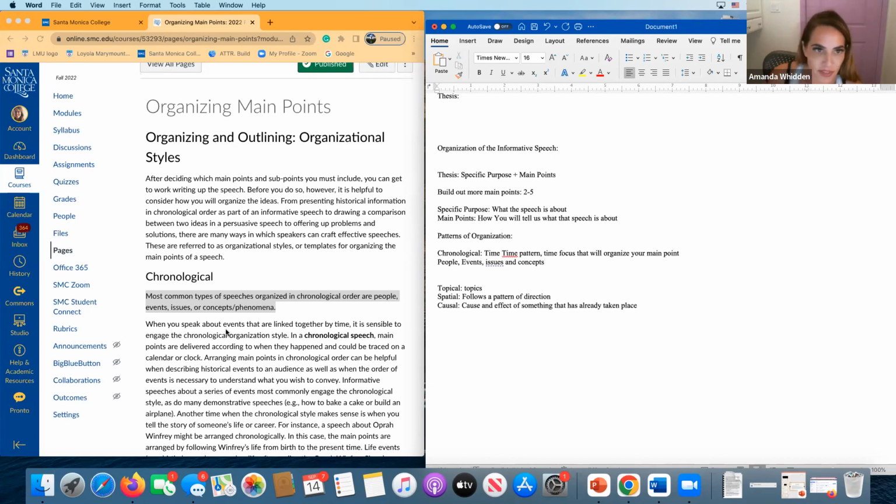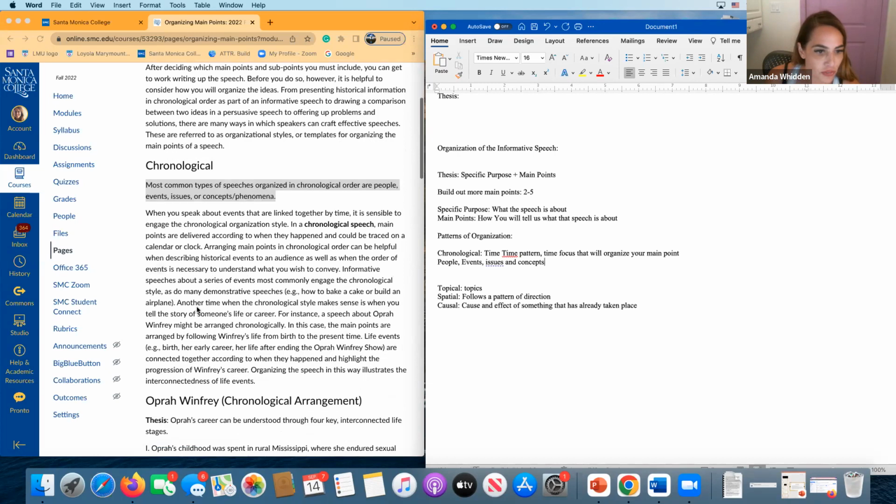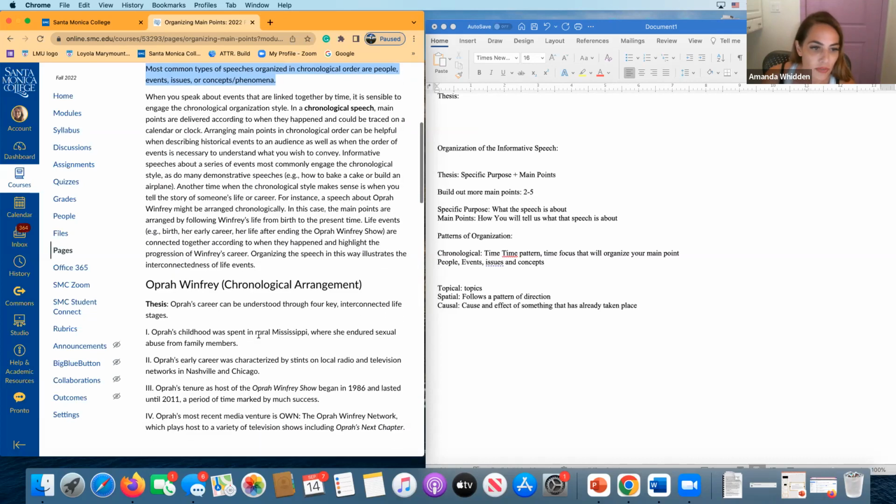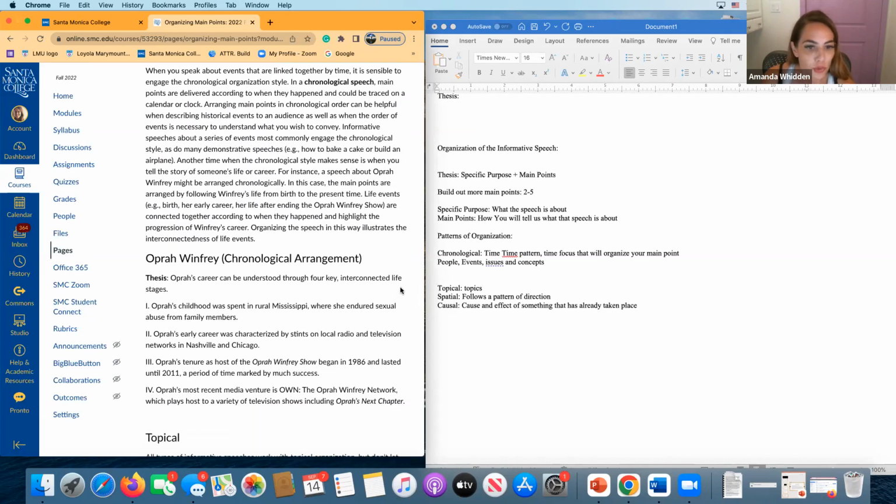So I have here on the left side of the screen, for instance, a speech about Oprah Winfrey might be arranged chronologically, from the birth to the present time, etc. So we can see here that Oprah's career can be understood through 4 key interconnected life stages. So the main points are going to be the childhood, the career, the tenure, and the most recent venture.